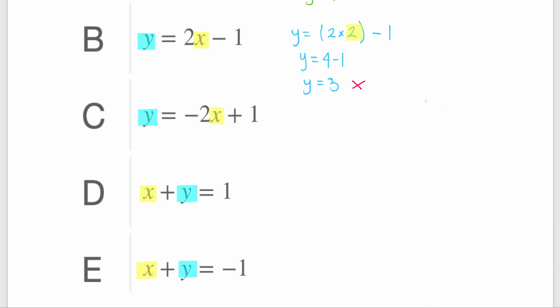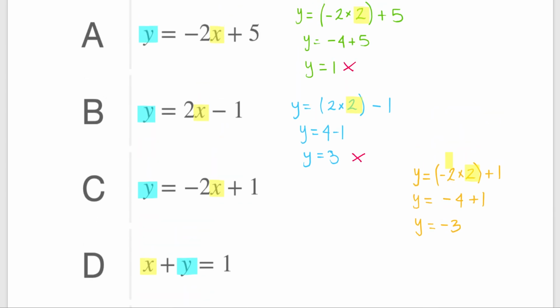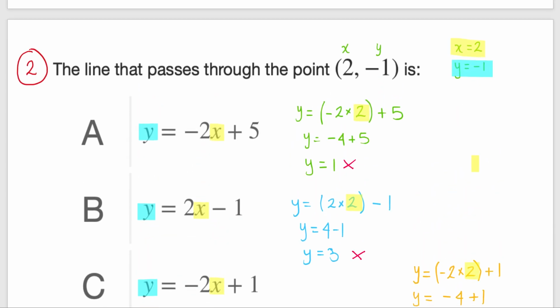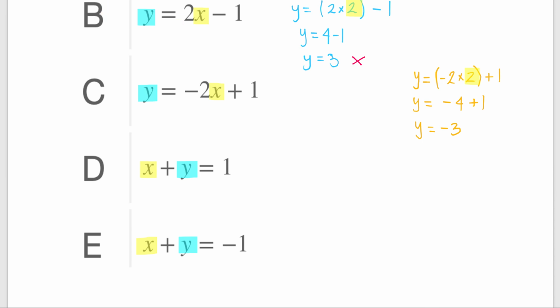So let's do the next one. We'll do it with yellow. So y is equal to -2 times 2 plus 1. So y is equal to -4 plus 1. y is equal to -3 is my answer. So again, the number that I sub in was this one here in this rule here, and I got to -3, and I needed to get to -1, so it doesn't work. So this one is not it either.